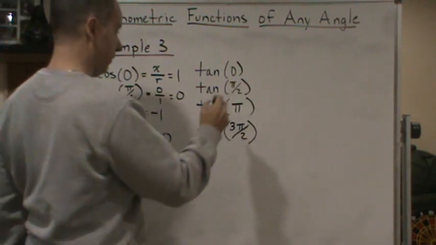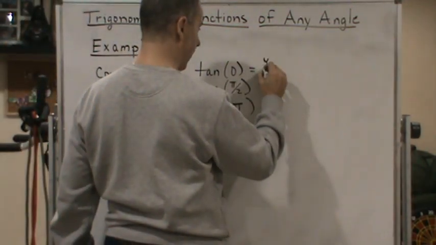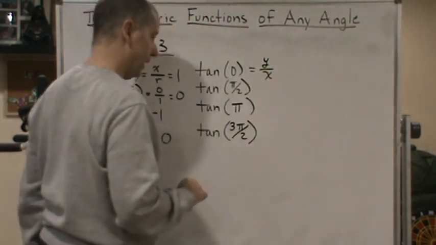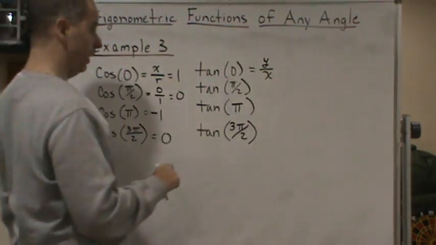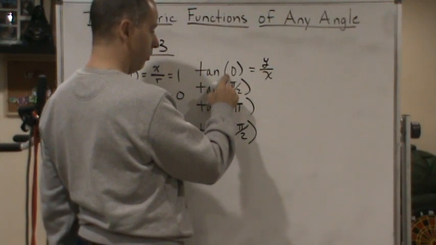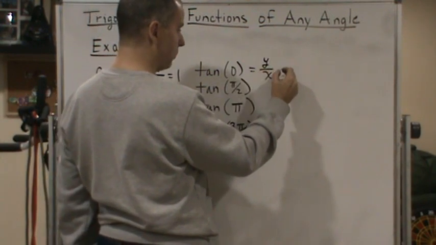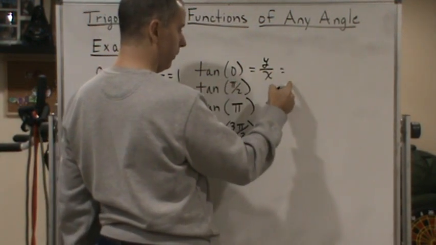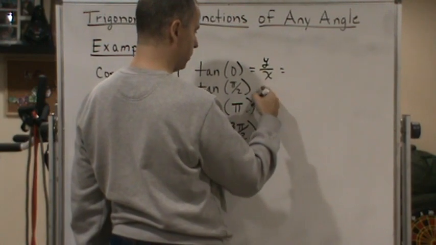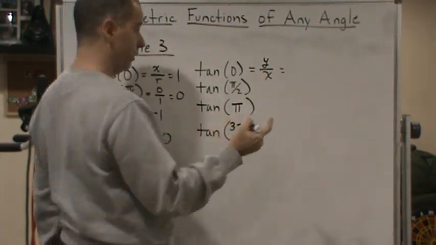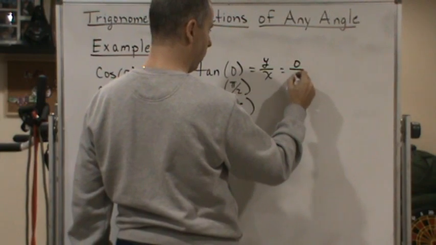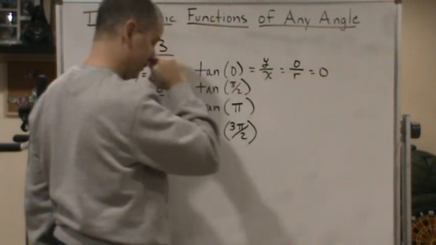Now tangent. Tangent is equal to y over x. Okay? Now, what's happening at 0? At 0, y is equal to 0, and x is equal to r. Right? So it becomes 0 over r, which is 0.